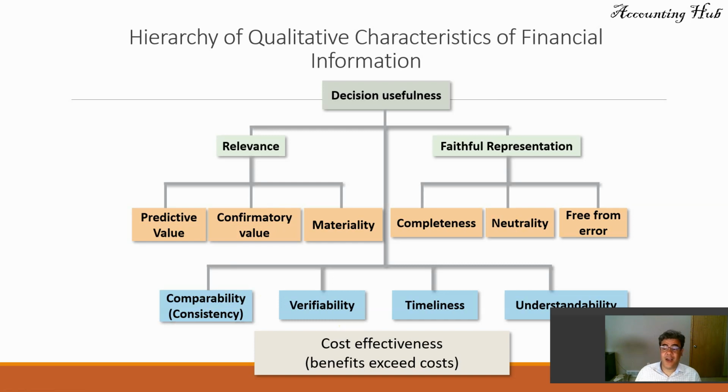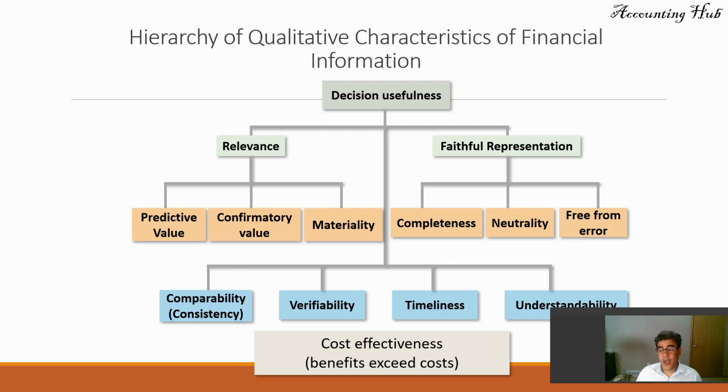Verifiability, we are talking about auditing. Our financial info must be auditable. If auditors are not able to do their job, we don't have useful financial information. Timeliness. Some info is new and some is old. And when it is old, maybe it is not useful. We are in 2020. I want to show you now my balance sheet from 2001. Man, it is not the right time anymore. It is old information.